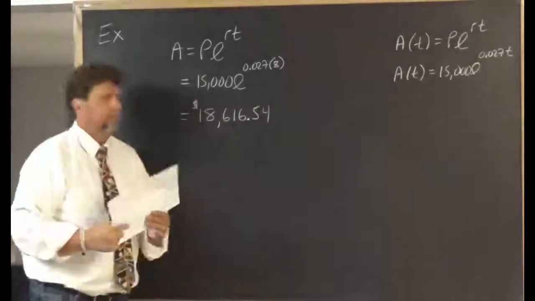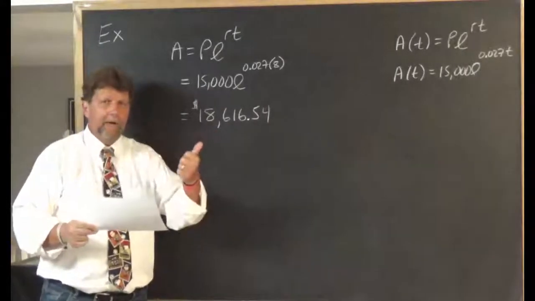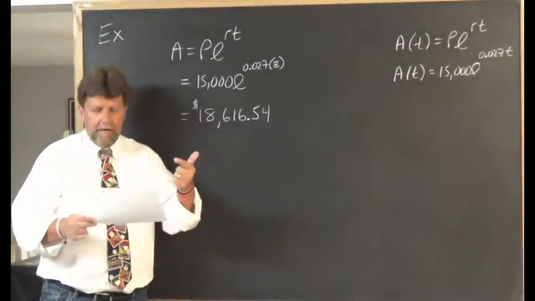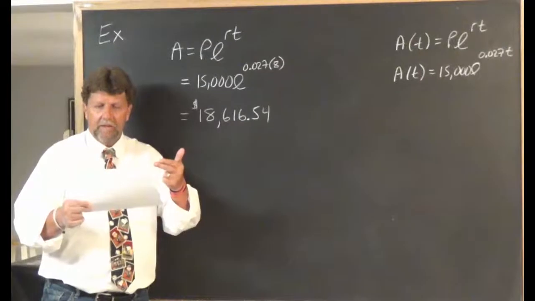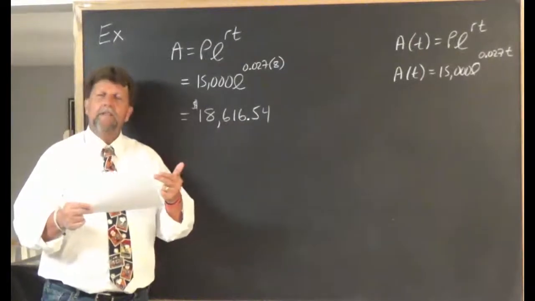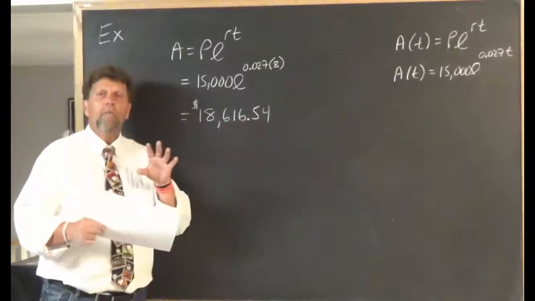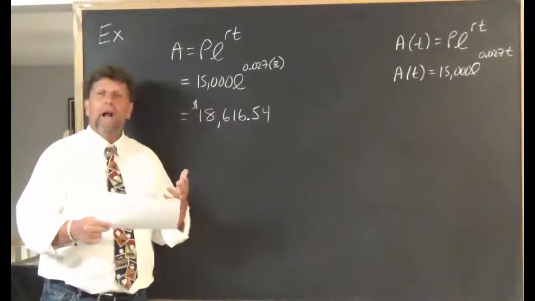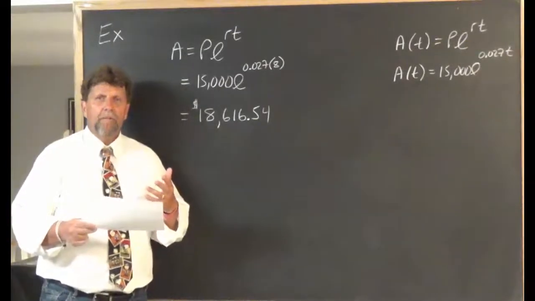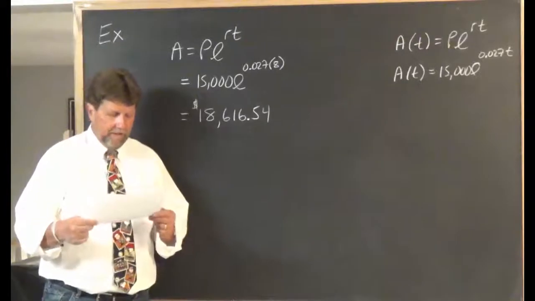When I fire up my calculator, I get $18,616.54. Now compare this to the last example we did. It was the same amount of money, the same interest rate, but it was compounded monthly. And I think there we saw the future value was $18,612.02. This is a little bit more because it's compounded continuously, but it's like $4.52 more over that 8-year period of time. It's kind of interesting to look at.